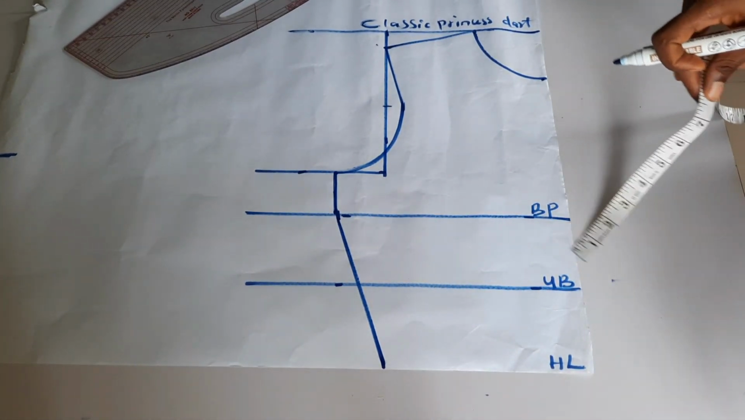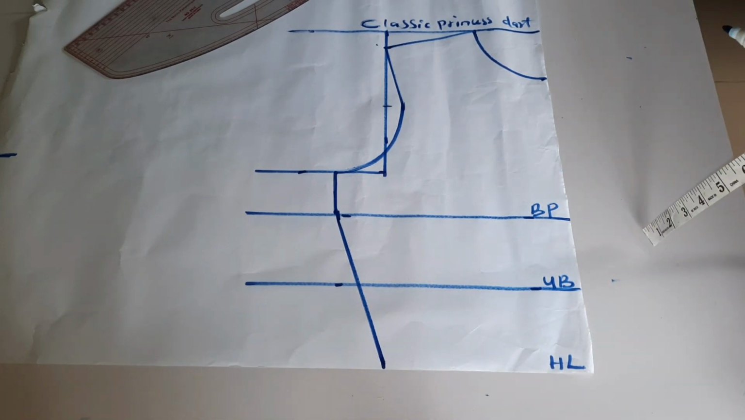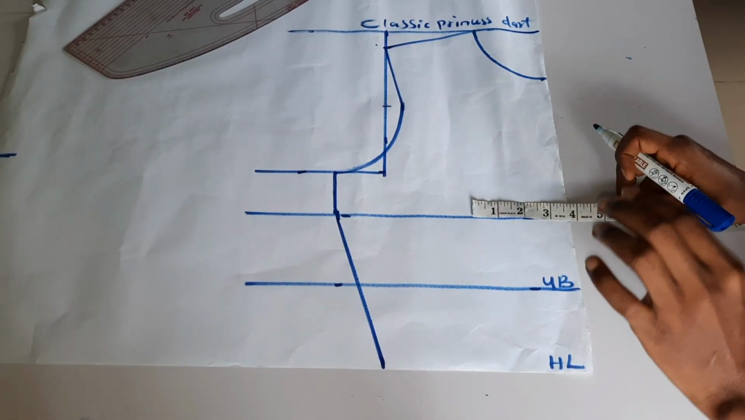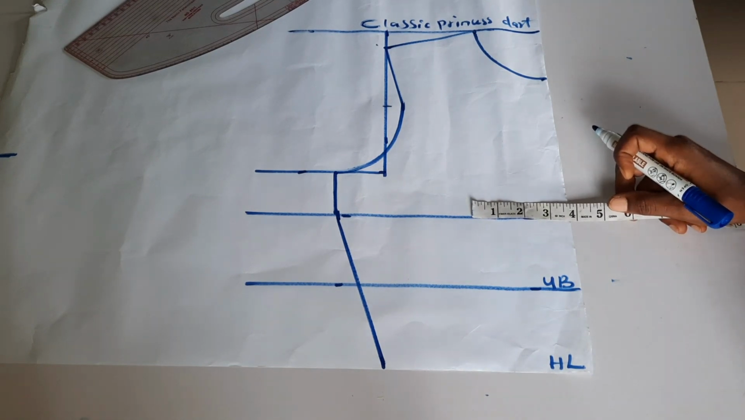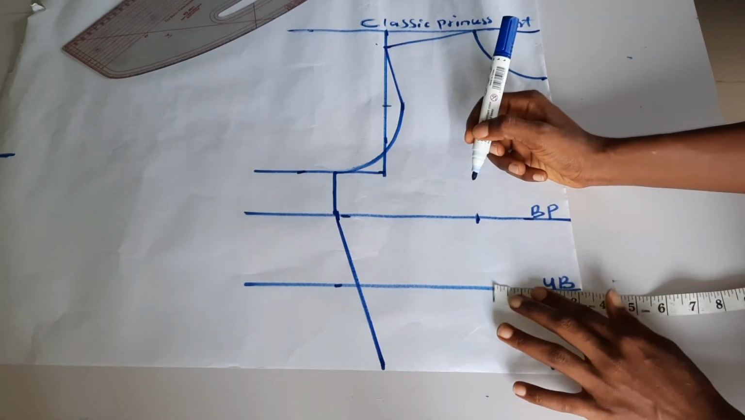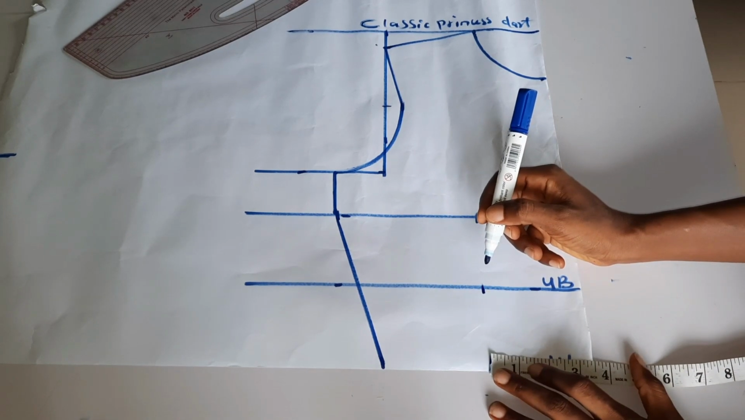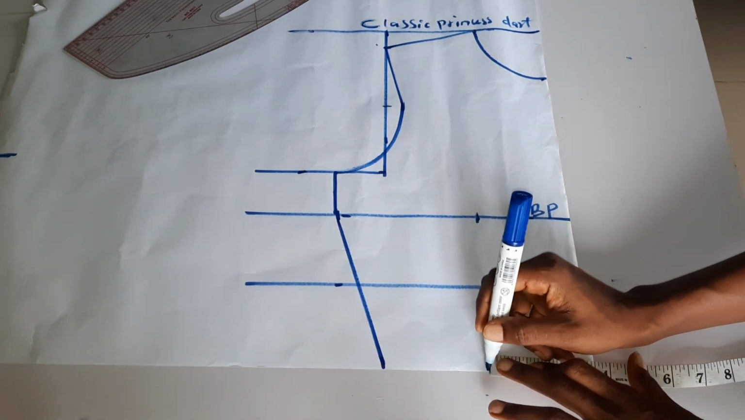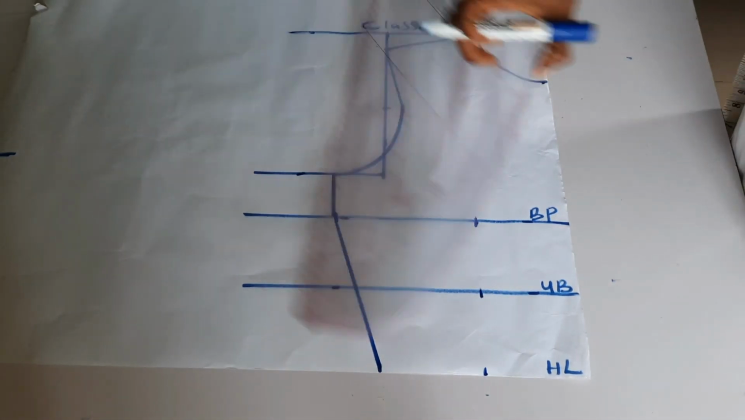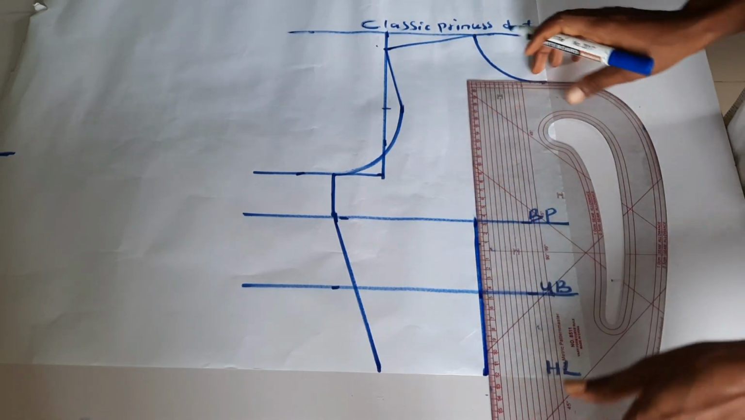So I'm going to be inserting at this point. Now I need my bust span. Your bust span is your measurement from one nipple to the other. My bust span is 7 inches. When I divide it by 2, I have 3.5 inches. So 3.5 inches on my bust point, I'll bring the same 3.5 inches on my under bust and the same 3.5 inches on my half length. All right, so I'll bring in my ruler here and connect all the lines together.